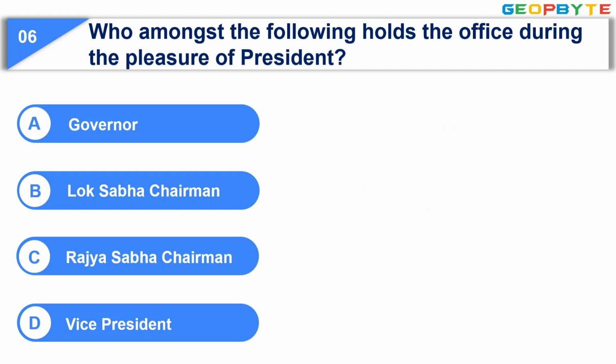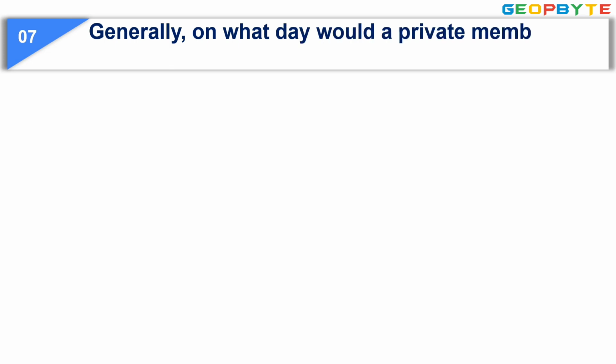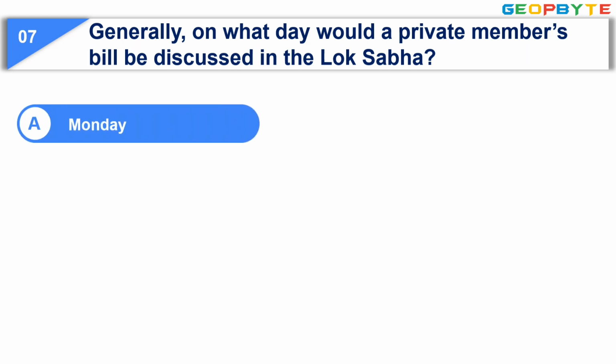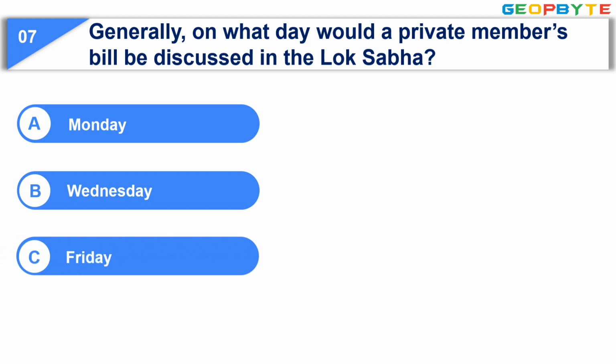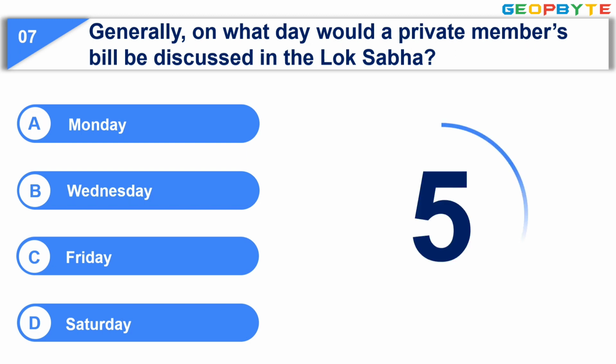Your time is up, and the correct answer is Option A, Governor. Let us see the seventh question. Generally, on what day would a private member's bill be discussed in the Lok Sabha? Option A, Monday. Option B, Wednesday. Option C, Friday. Option D, Saturday. Your time starts now.